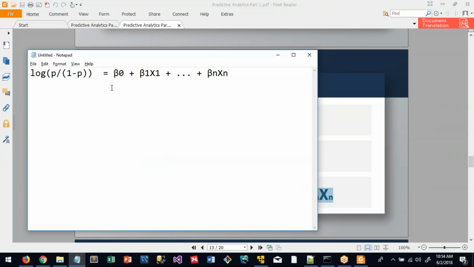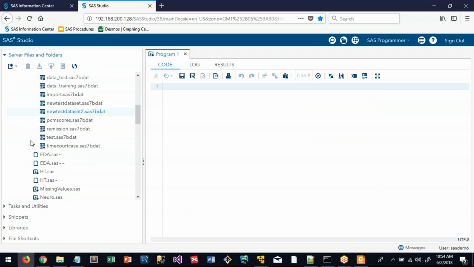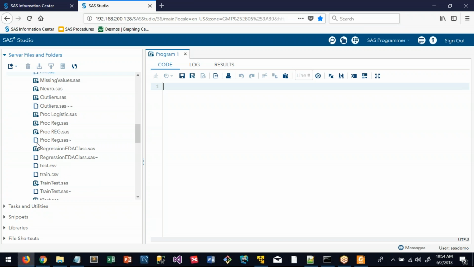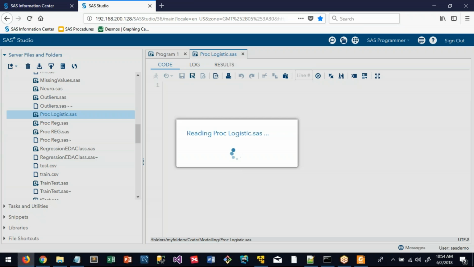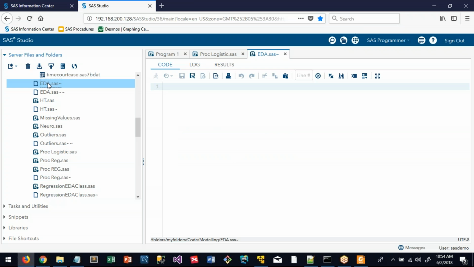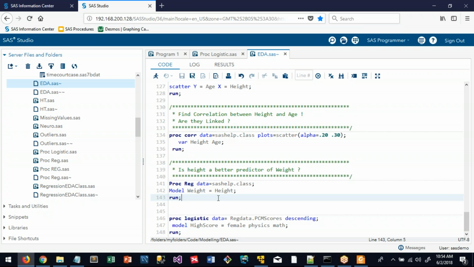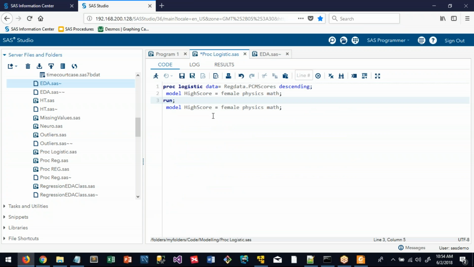This is what it becomes equal to over here. Let me just show you how this thing looks in SAS also. Yeah, so in proc logistic also, things are pretty much simple in nature. So this is what I'm speaking about.